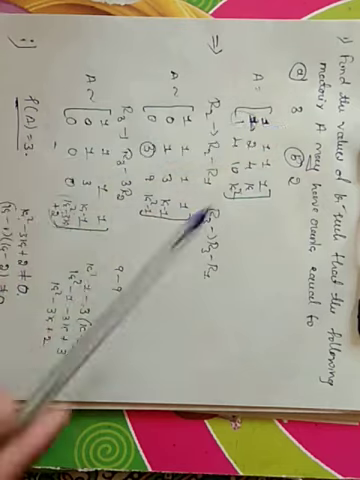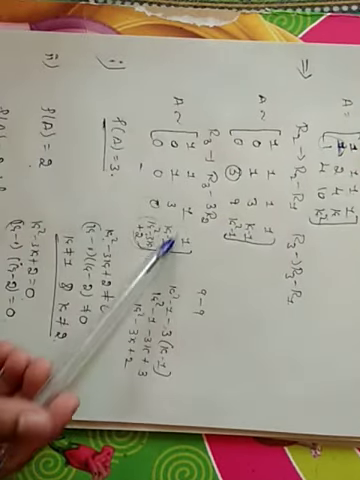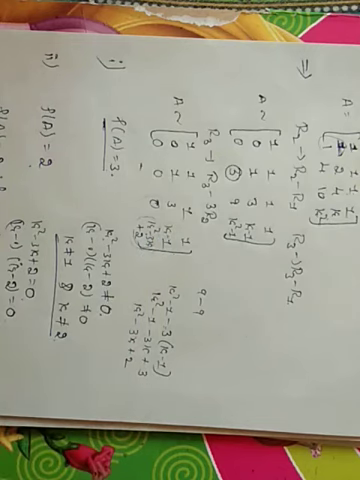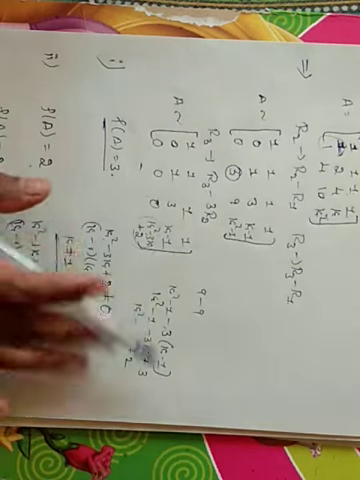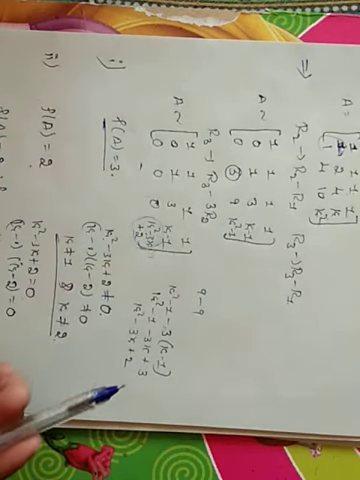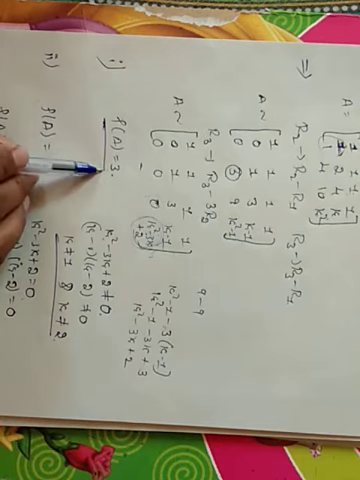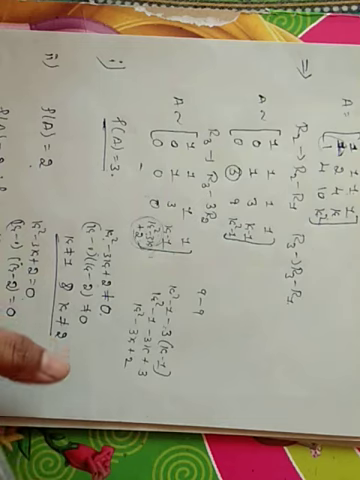In the first case, the rank is 3 only if all the 3 rows are non-zero. Already these 3 elements are 0, so the only option is this term. If this term is not equal to 0, then only the rank is 3. Therefore this k square minus 3k plus 2 should not be 0.